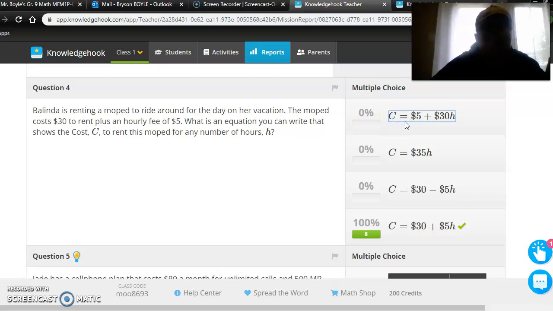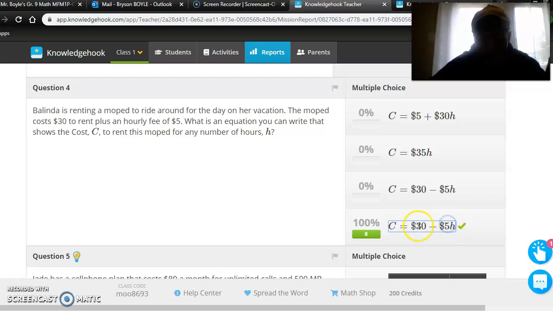Cost. How much? Well, it's going to be $30 to rent. So no matter what, we're going to start with 30. So it's either going to be this one or this one, right? Because the 30 is separate. And then how much does it cost? Well, it's $5 per hour to rent the bike on top of the normal cost to buy it, right? So it's $30 plus 5 times how many hours you'd ride it.